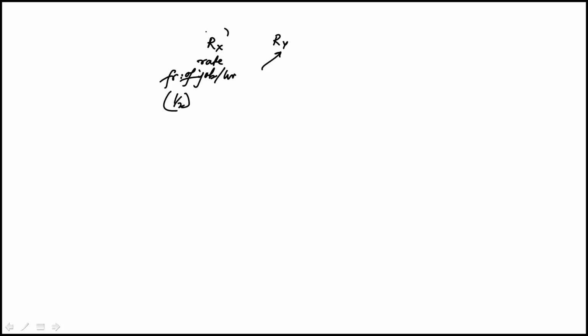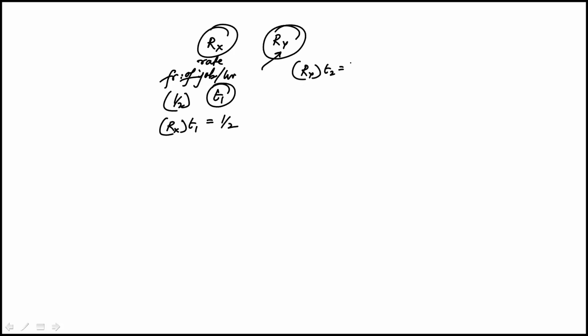So that means if the rate is R sub x, and let's say it takes t1 hours for machine X, then the rate times time would be half a job. Same situation we have for the machine Y. It does half of the job, so whatever its rate is and the time it spends, that would be equal to half. The condition we're given is that the total time, t1 plus t2, is 16.